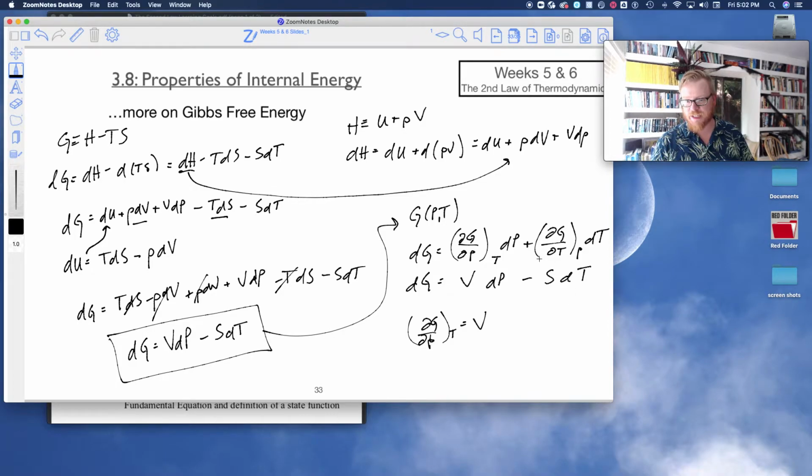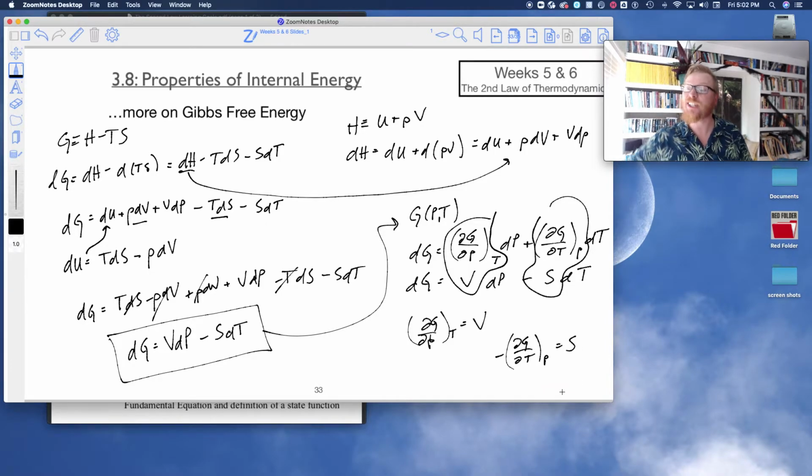Or what we can also see connecting these two, right? So this is how I connect these, okay? Just from inspecting these equations, right? So now we can see that this derivative, partial of G by partial of T at constant P, is by definition entropy, with a negative sign.